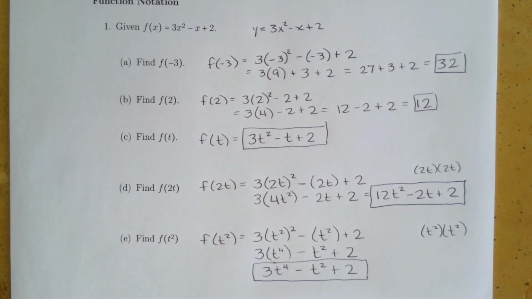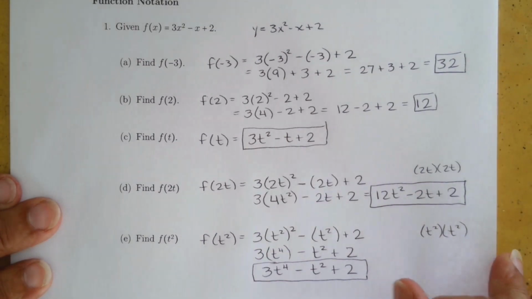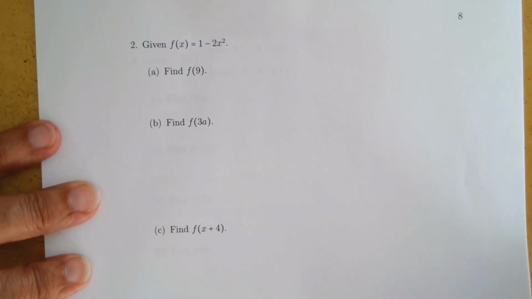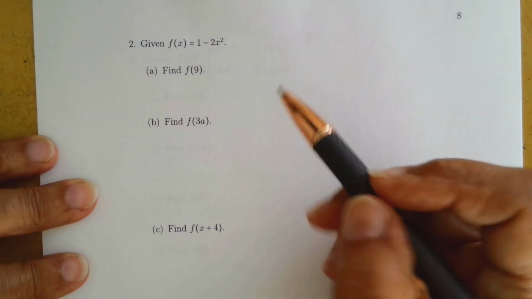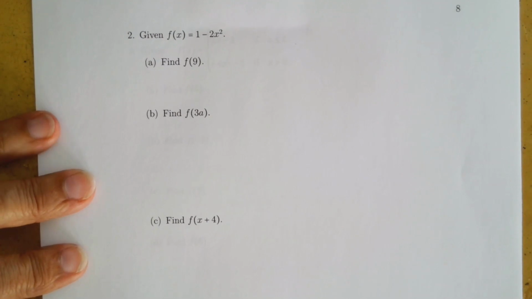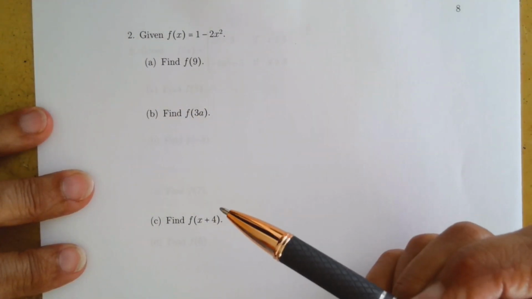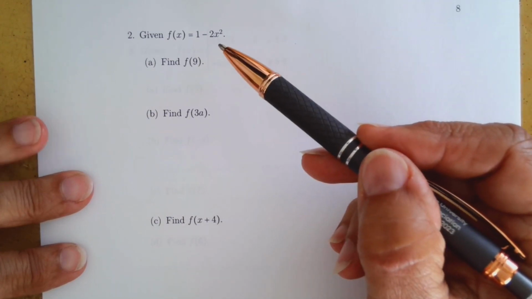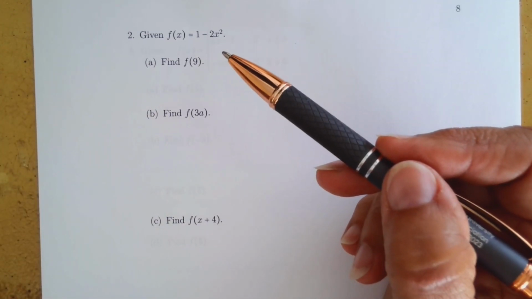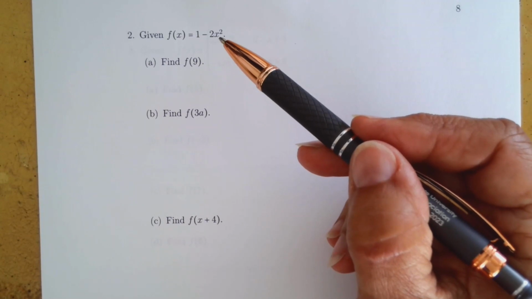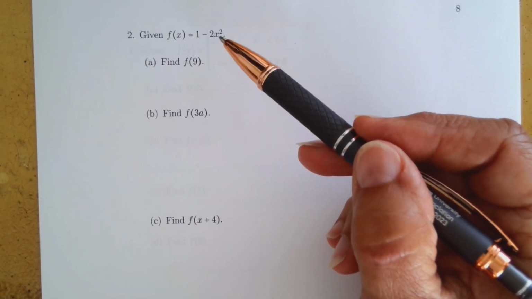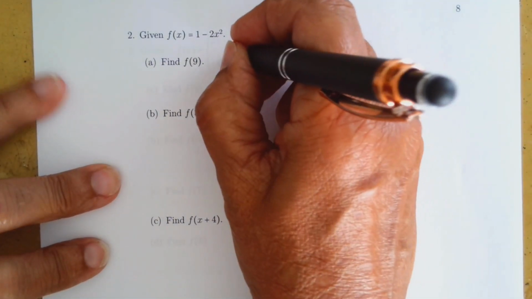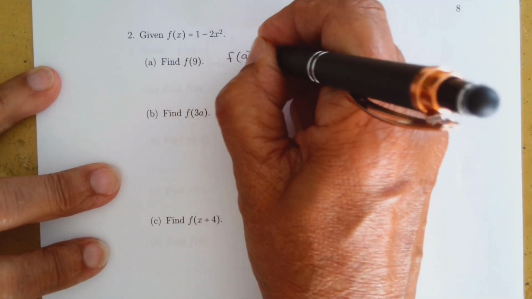All right. So functions. Okay. All right. Let's look at number 2. Here's another function. F of x equals 1 minus 2x squared. So we're going to go through and do the exact same thing. We're going to find these function values. So whatever's in the parentheses, we're going to replace that with the x's on the right side. And in this problem, there is only one x over here, so I only have to replace it in that one spot.